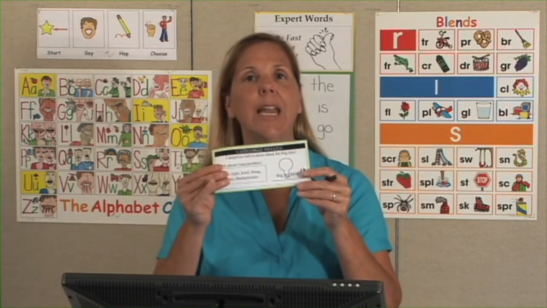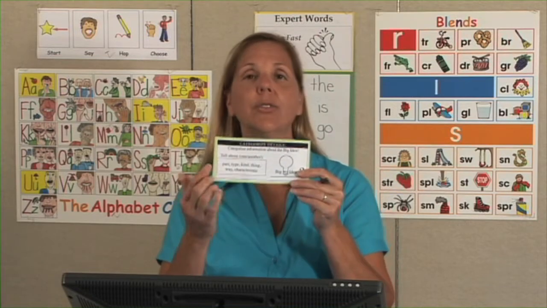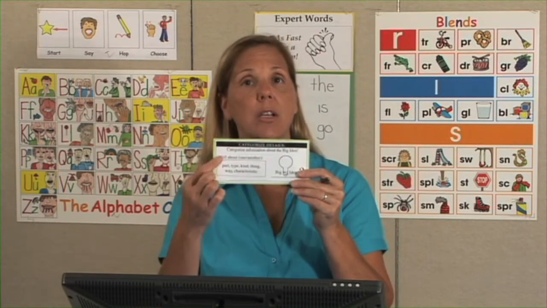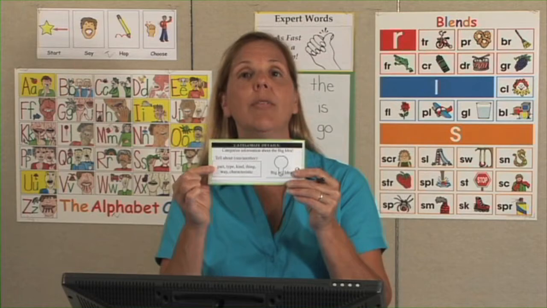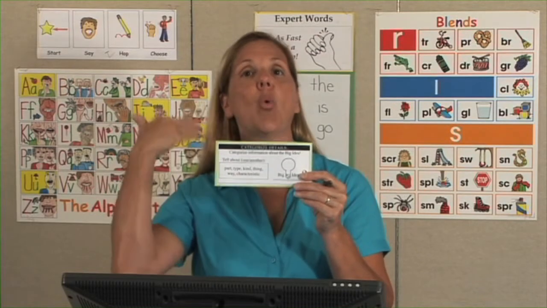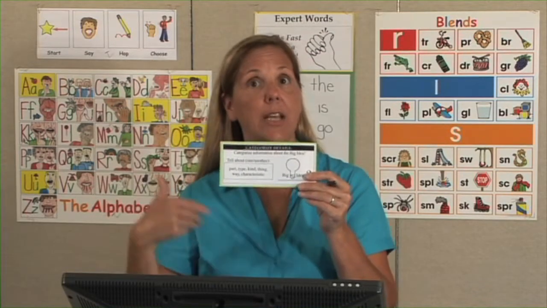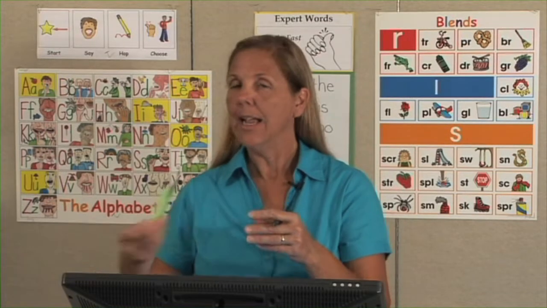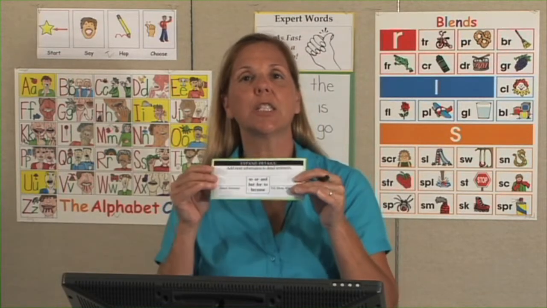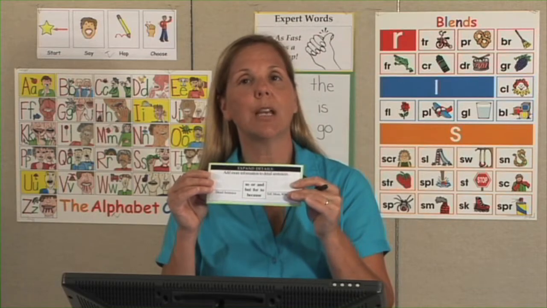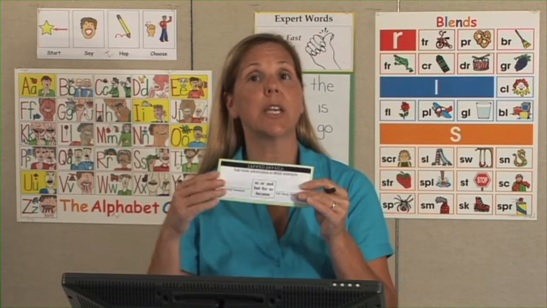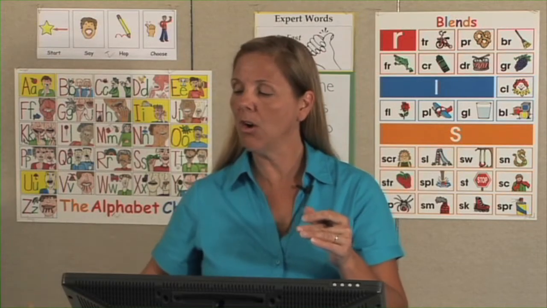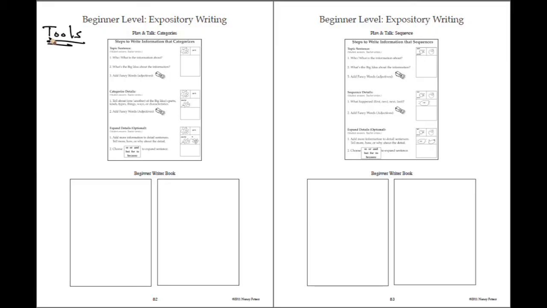Then you will have the categories details, and this will be the metacognitive question that they will be asking themselves in order to come up with the different details about their topic sentence. And you will also have the expand the details card. Sometimes you want kids to expand their details to make their sentences more complex. So we have those 3 cards that you can show the children. You also have your steps right here.